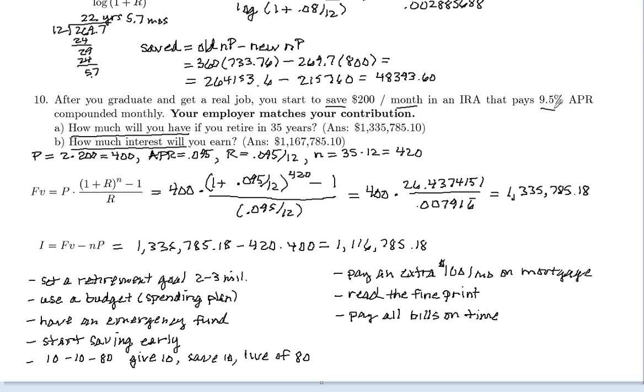Now this rate's too high, 9.5%. 7.5 would be more reasonable over the 40 years. But you get the idea. You get that money sense, and that's what I want you to have here.